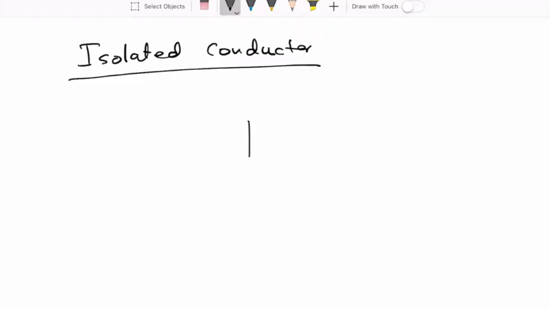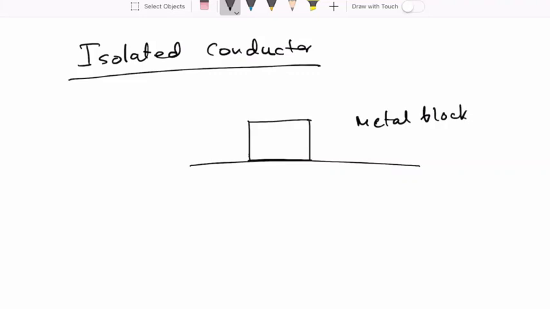So for example, if you have this metal block that's sitting on a wooden tabletop surrounded by air, that would be an example of an isolated conductor. So a conductor that's completely surrounded by insulators and not connected to any other conductor. Okay, metal block. So this is an example of an isolated conductor. All right, now property number one.